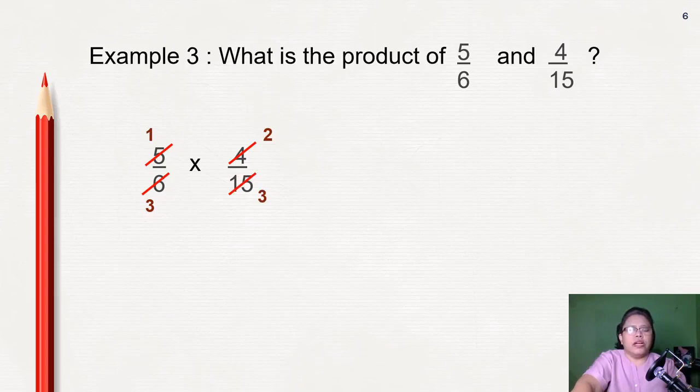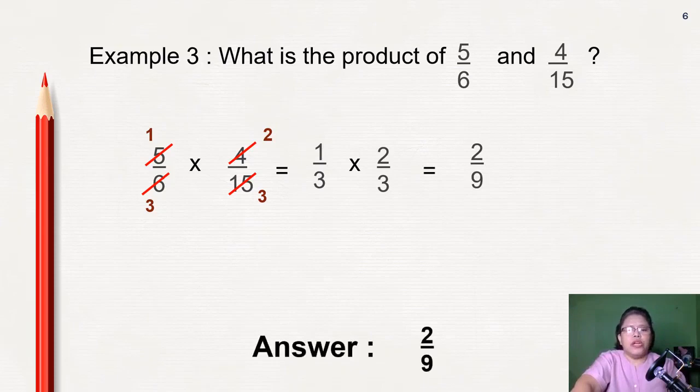So, ang naiwan na lang sa taas ay 1 at saka 2. Sa baba naman ay 3 at saka 3. So, this is now 1/3 times 2/3. So, yung mga naiwan lang ha, ginamit natin. And then, wala ka na pwedeng kailangan i-cancel, diba? So, multiply ka na lang. So, you have 1 times 2 and then 3 times 3. So, final answer natin is 2/9. Okay? So, answer is 2/9. Okay?